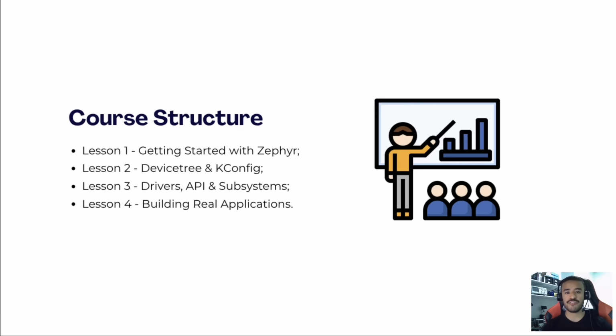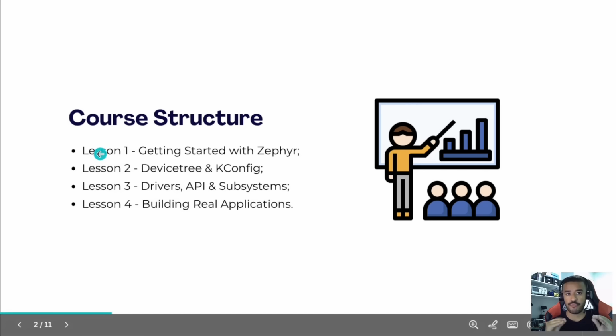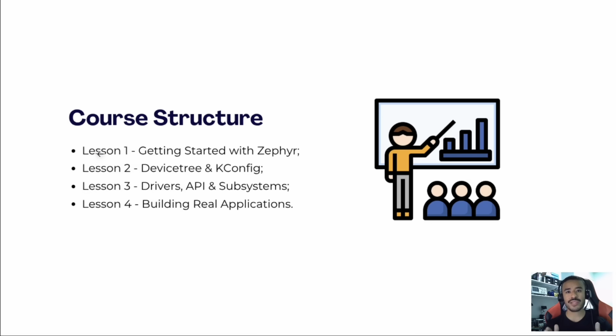This course is divided in 4 lessons. In the first lesson, we'll see what Zephyr is, how the ecosystem is organized, and how a basic application is built and executed. In lesson 2, we will learn how hardware is described, how features and drivers are enabled or disabled, and how you can adapt the application to different boards without changing application code.